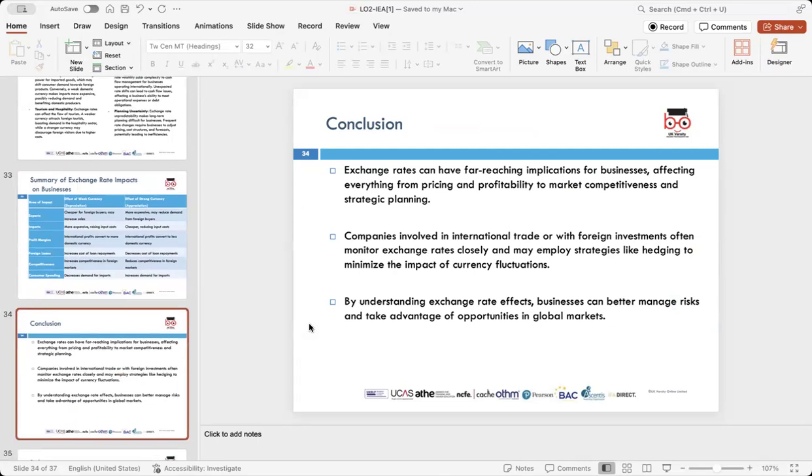Here is a conclusion. Managing exchange rate risk: exchange rate fluctuations can positively or negatively impact businesses depending on their exposure to international markets. Companies must actively monitor currency movements and implement strategies like hedging and financial planning to mitigate risk. By understanding exchange rate dynamics, businesses can adopt pricing strategies, optimize supply chains, and take advantage of opportunities in global markets.